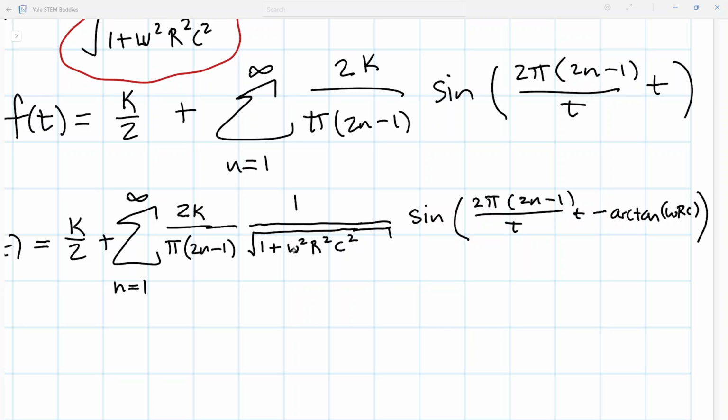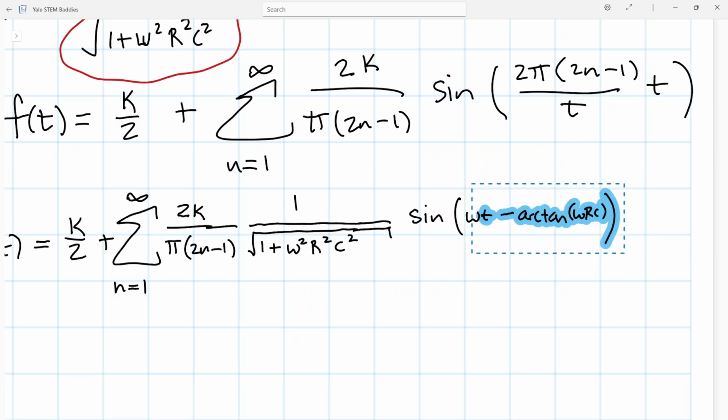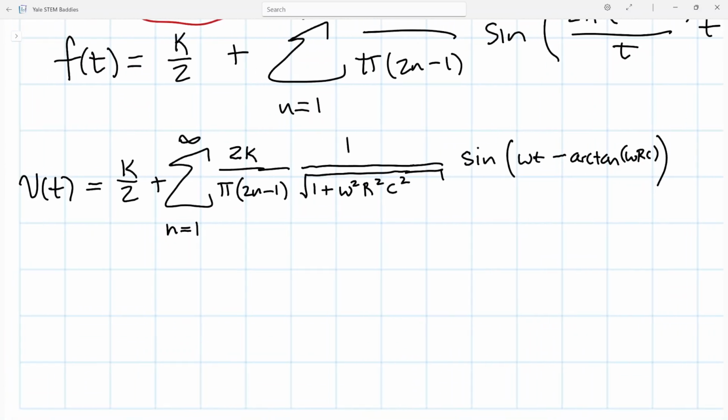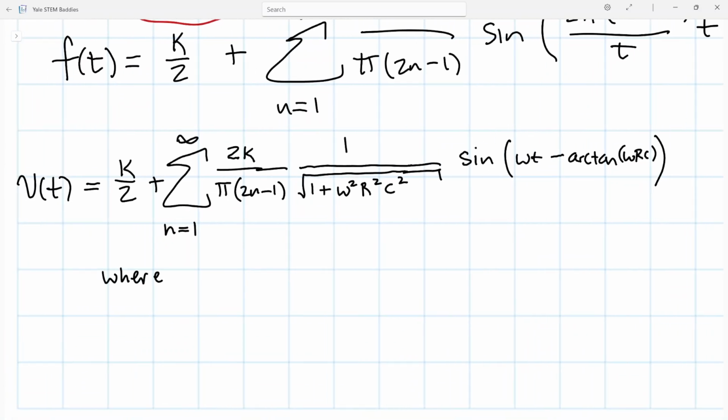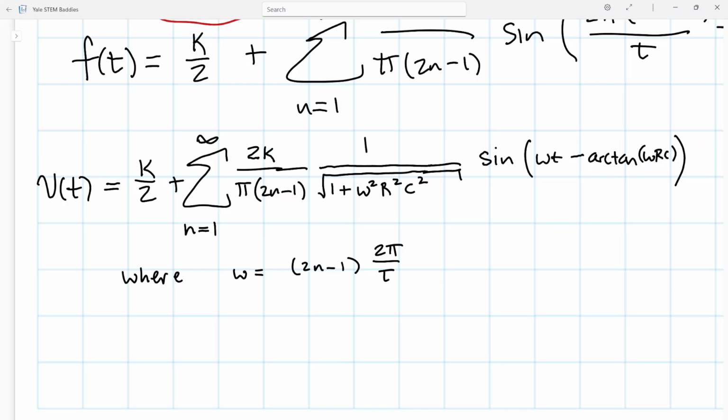We're maybe not going to have room to actually write it all down, so let's just write omega there, and we're going to bring this over. Then let's write below it, where omega is equal to 2n minus 1, the odd integers or odd whole numbers, times the fundamental frequency. So this is our final answer here.